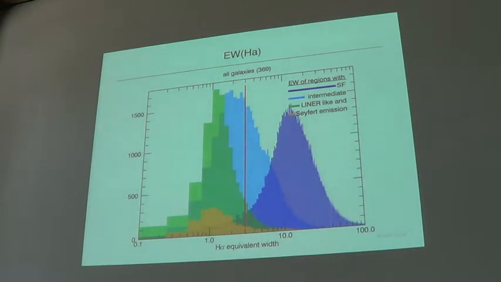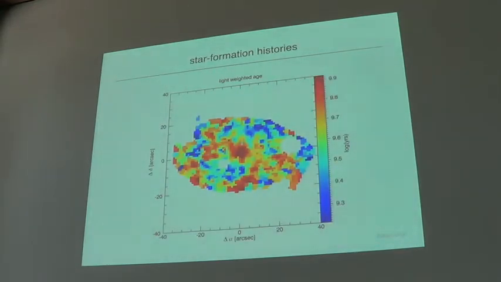So this is one piece of the puzzle which fits into that picture and corroborates the idea that LINER emission is powered by hot old stars. Another piece is this one here, looking at the stellar ages.